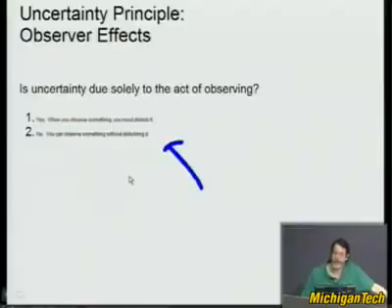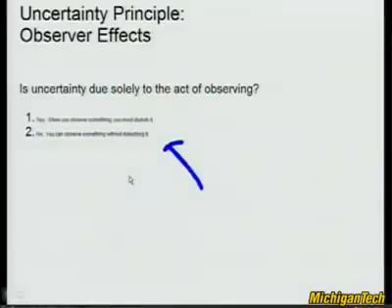So here's another fundamental concept. Is the uncertainty principle due solely to the act of observing? I always hear this. In fact, I just ran into it recently. Yes, when you observe something, you must disturb it. Is that the root of the uncertainty principle? Or no, you can observe something without disturbing it. Which one is it?